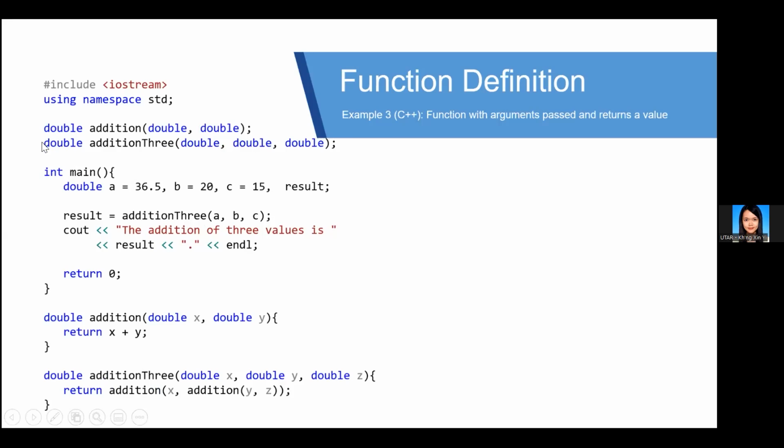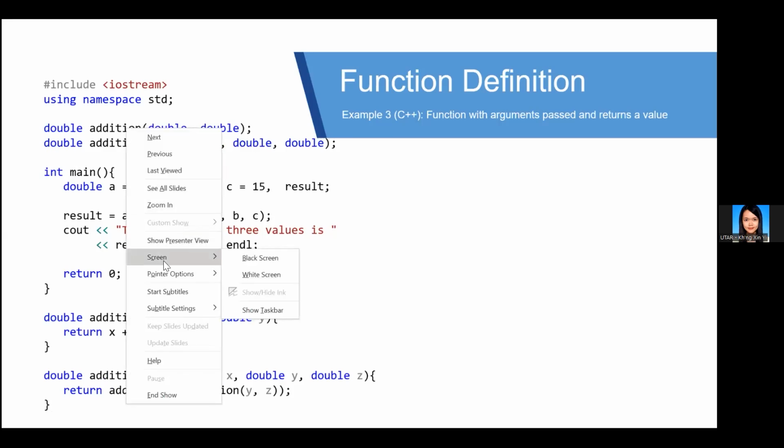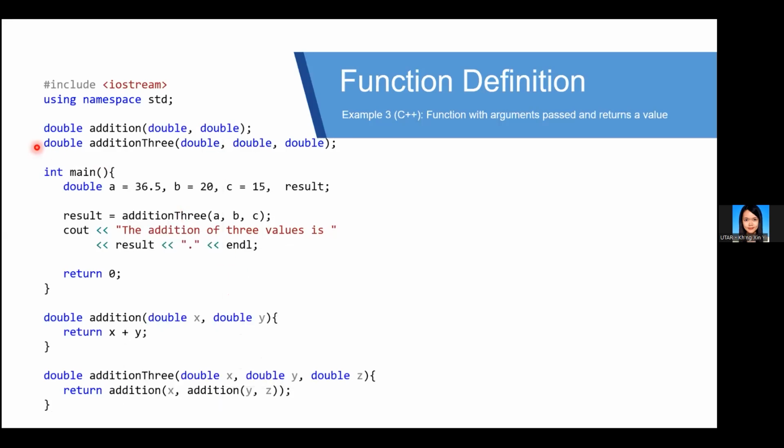So again, you can see that this is the new function declaration. We have the double addition 3 double here, which means that this addition 3 function is going to return the value of double data type. The function name is addition 3. And then we are just going to pass down 3 parameter values to the addition 3 function.